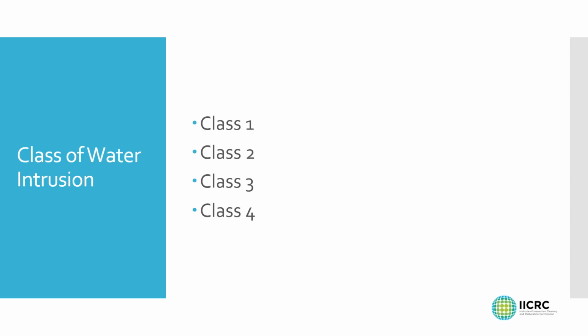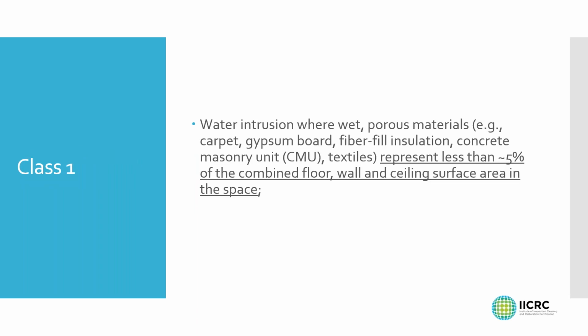So here are our 4 classes. They remain the same, 4 classes, 1, 2, 3, and 4 as the previous standard. However, we've simplified class to have less variability. It's very straightforward today versus 5 years ago. So let's take a look at these individually. Class 1. Class 1 is where we have some materials that are affected, but not the entire area. And really the key on class is we're now using a representation of a percentage of the combined floor, wall, and ceiling surface area in the space that's affected to come up with class.